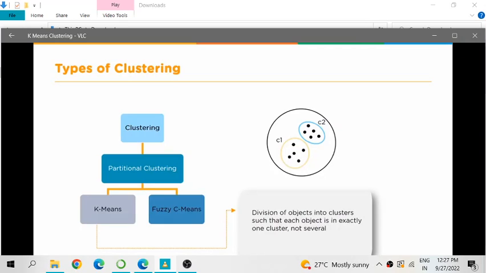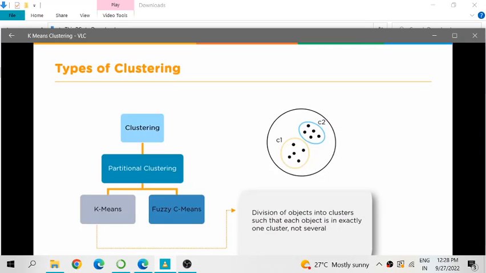Nothing like that will be present in k-means clustering. In this way we group the samples. Here the division of objects into clusters is such that each and every object is in exactly one cluster, not several. They do not belong to multiple clusters; each belongs completely to only one cluster.